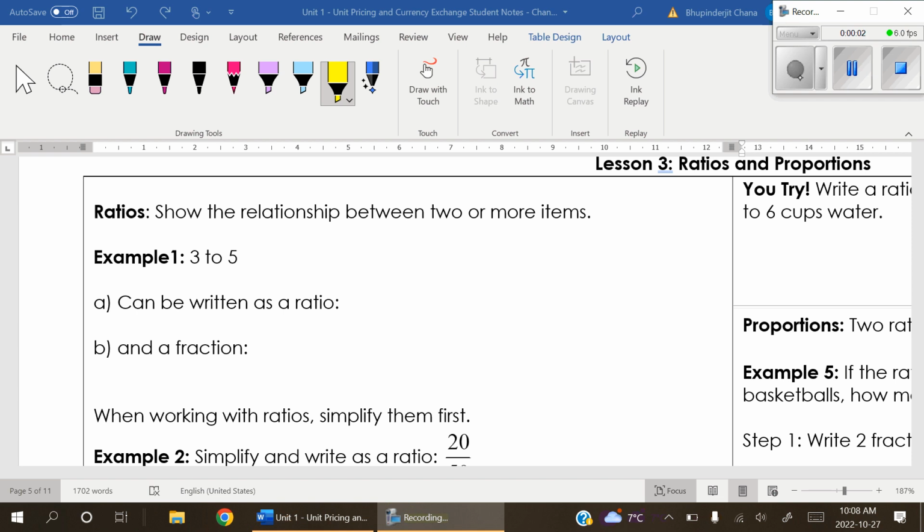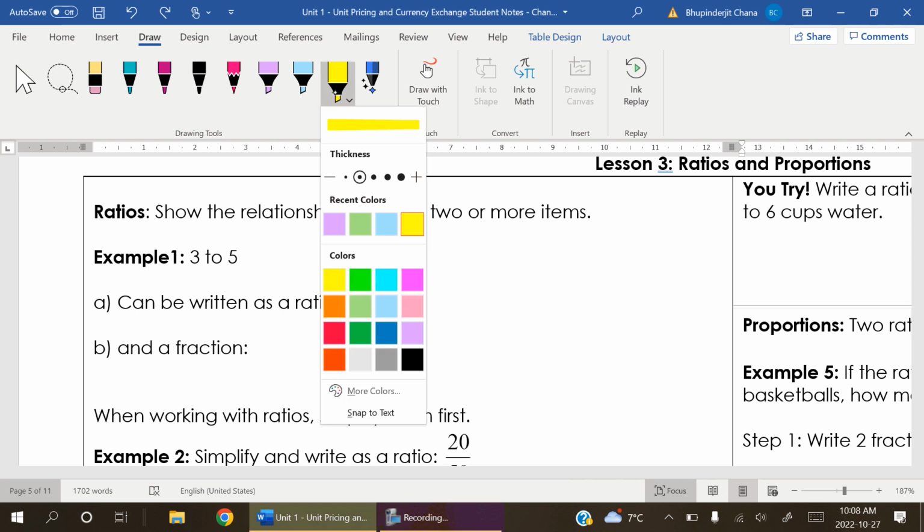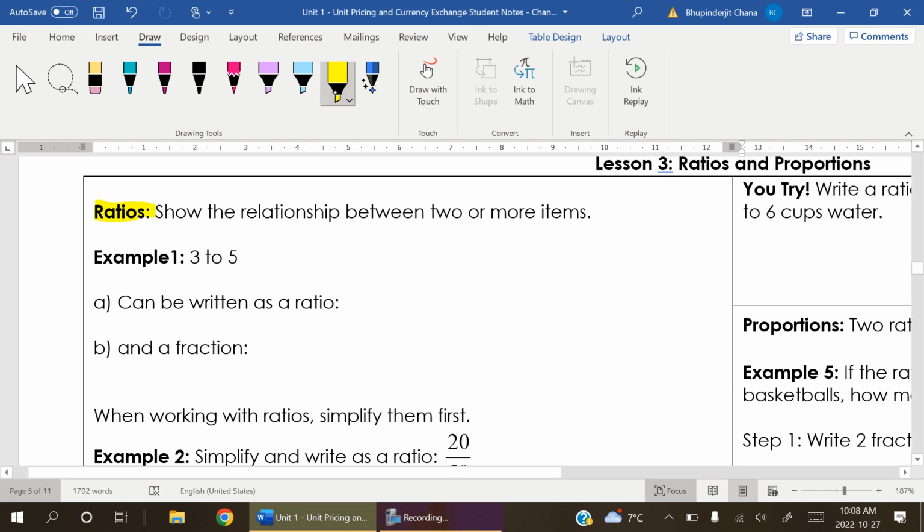Welcome to Lesson 3. We will be talking about ratios and proportions. Let's begin with ratios. Ratios show the relationship between two or more items. You can write a ratio in many ways.